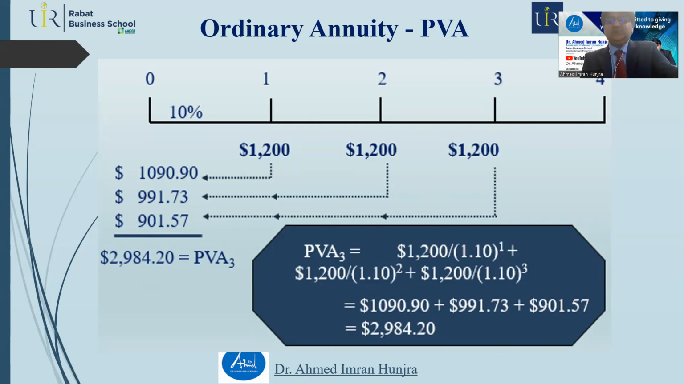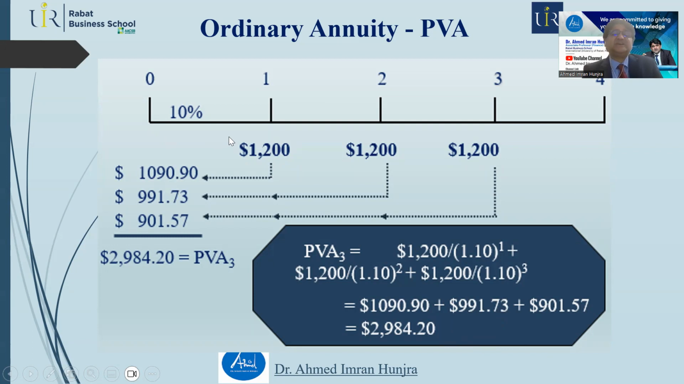So in the end, what we are getting is 2984.20. So in 3 years, we will be getting 3600, and if at the end of each year we get 1200 for 3 years at the rate of 10%, its present value, its today's worth, is 2984.20. Hope you understand. So if it's the annuity due case, we simply multiply by 1 plus I.